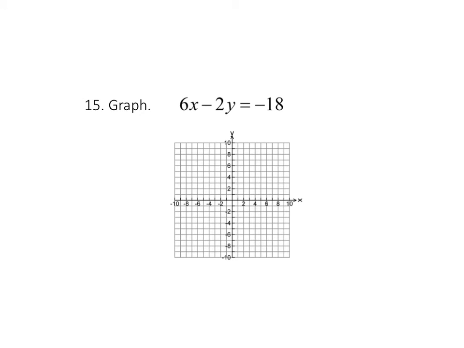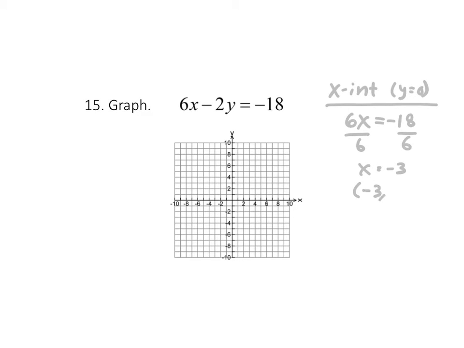When an equation is in this form, it's best to graph it by finding its intercepts. To find the x-intercept, again, that's where y equals 0. That creates the equation 6x equals negative 18. When I divide both sides by 6, I get x equals negative 3. So I have an x-intercept at (-3, 0). Put that on the graph.